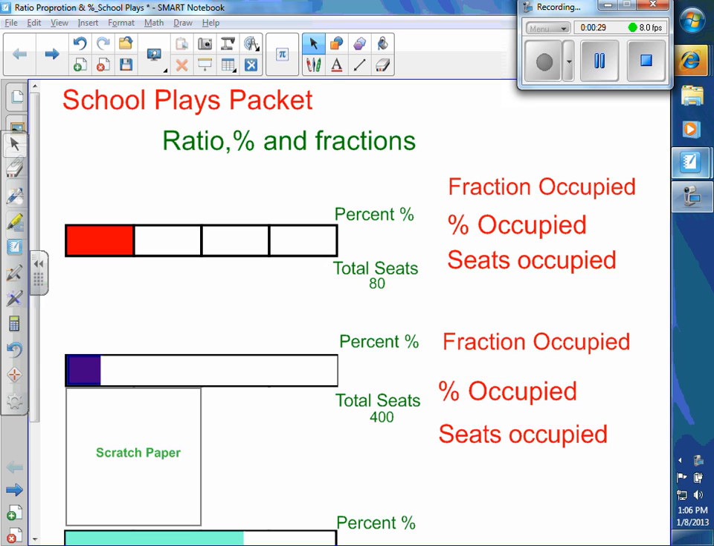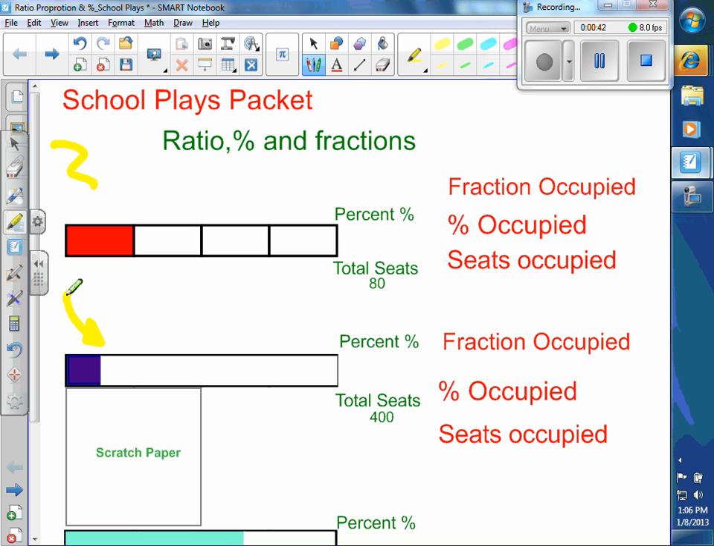Your job on every problem is to look at a picture that is one of these number line fraction bar situations, and answer some questions. What fraction's occupied? So, Hayes, what do you think that means? What fraction of this is occupied? Do you know the answer? 1/4. Okay, so you know the answer.